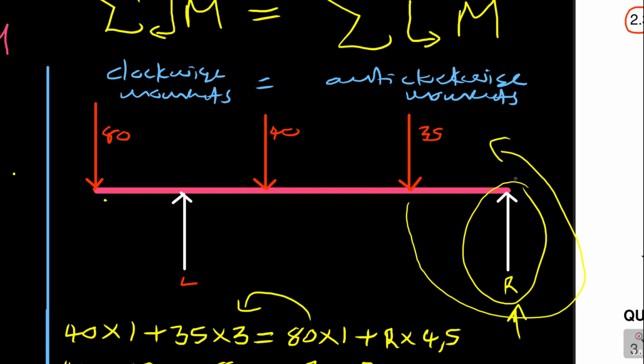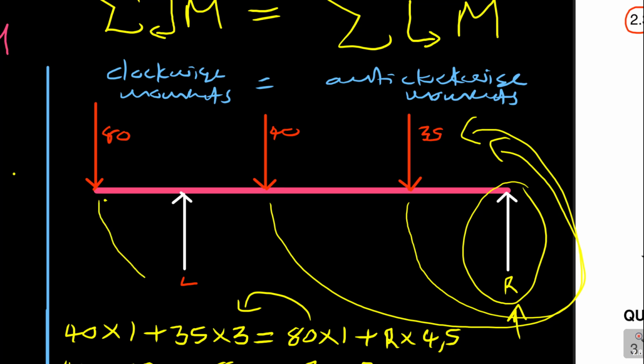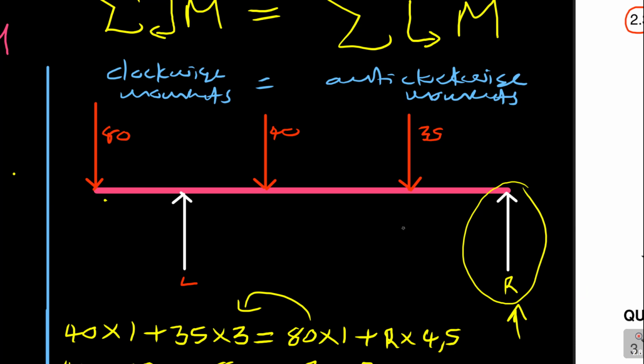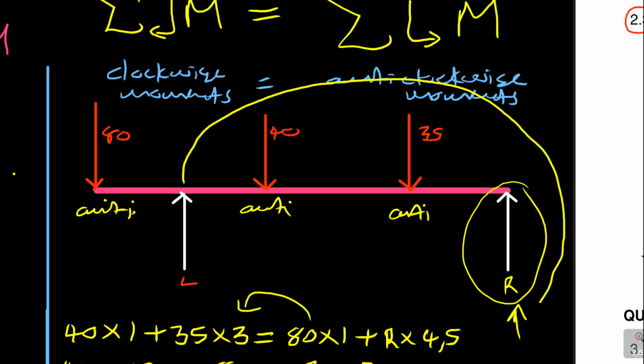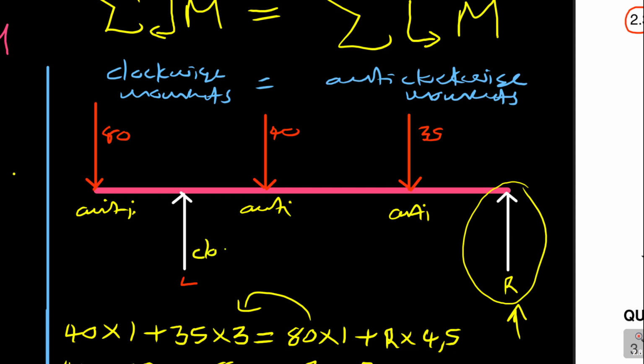Look at this one. It's going this direction. Is it clockwise or anti-clockwise? Look at this one, about R it is going this direction. Look at this one also. Do you see that all three of them are anti-clockwise? This one is anti, this one is anti, and this one is anti. The only one that is opposing that is this one, which will go like this about R, which is clockwise. It's the support.